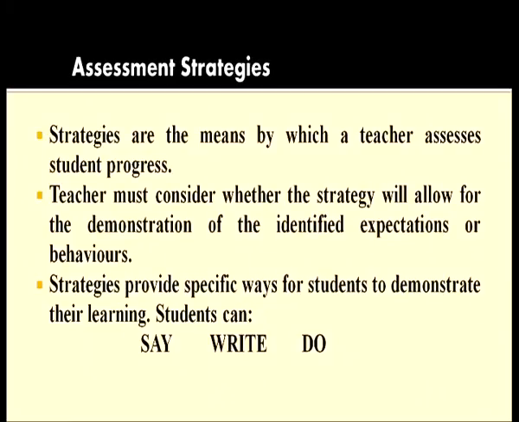Now, we will discuss assessment strategies. Strategies are the means by which a teacher assesses student progress. The teacher must consider whether the strategy will allow for the demonstration of the identified expectations or behavior. Strategies provide specific ways for students to demonstrate their learning. Students can say, can write and can do.